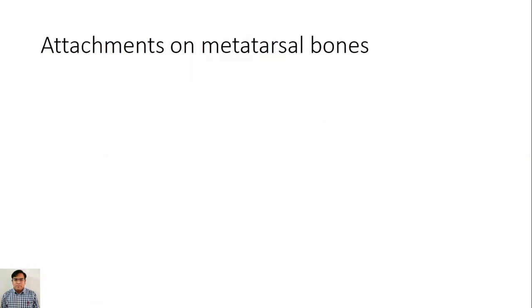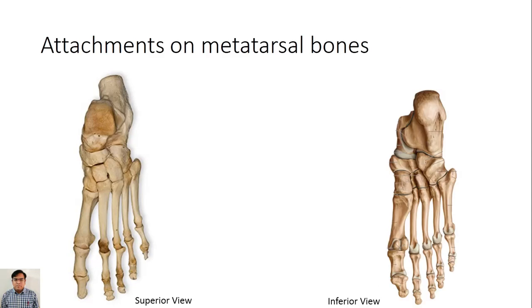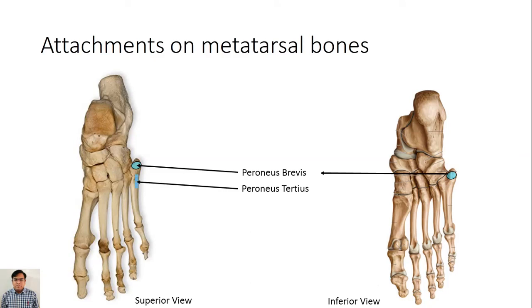Now, the attachments on the metatarsal bones. On the styloid process of the fifth metatarsal, there is insertion of peroneus brevis, and on the superior surface just anterior to peroneus brevis there is insertion of peroneus tertius, and on the inferior view just anterior to the insertion of peroneus brevis there is origin of flexor digiti minimi brevis.